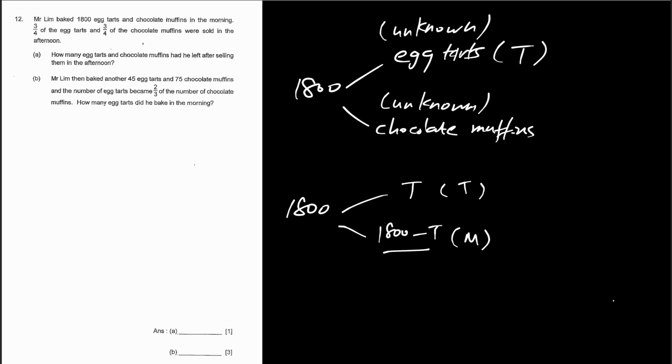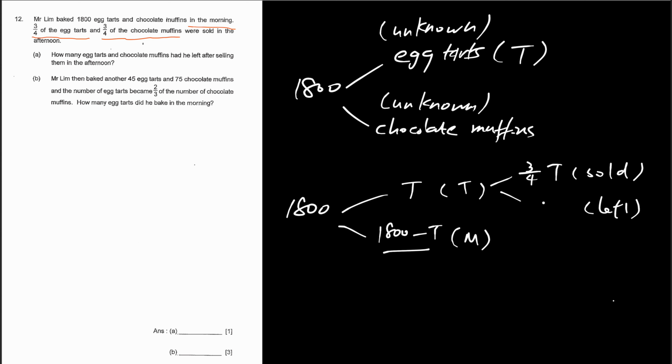Now the second statement is this: in the morning, 3/4 of the egg tarts and 3/4 of the bread was sold in the afternoon. So now 3/4 of the tart sold, right? Yeah. So after 3/4 T sold, what is left?